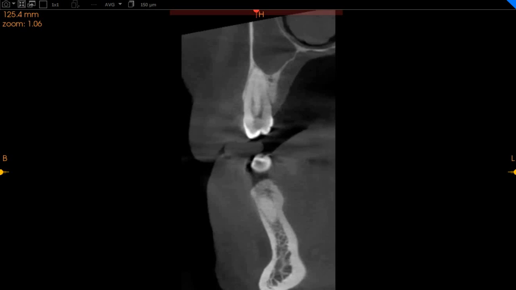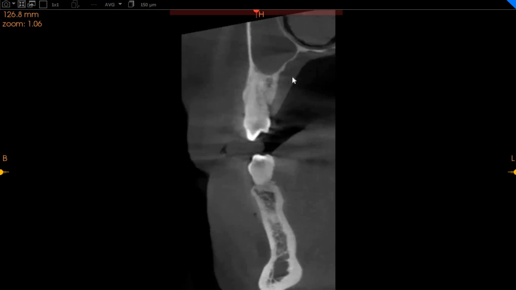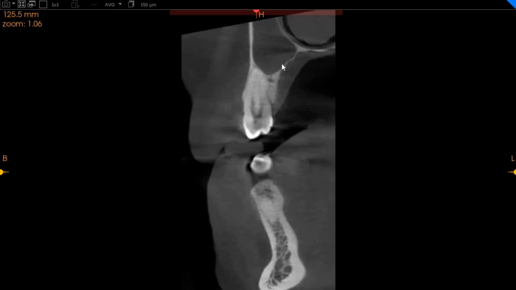Now this is the upper left first premolar. As you can see, there is extreme sinusitis. The upper left first premolar has two canals. We can see affected dentine. We don't see a complete cavity yet, but we see affected dentine which is invading very close to the pulp.